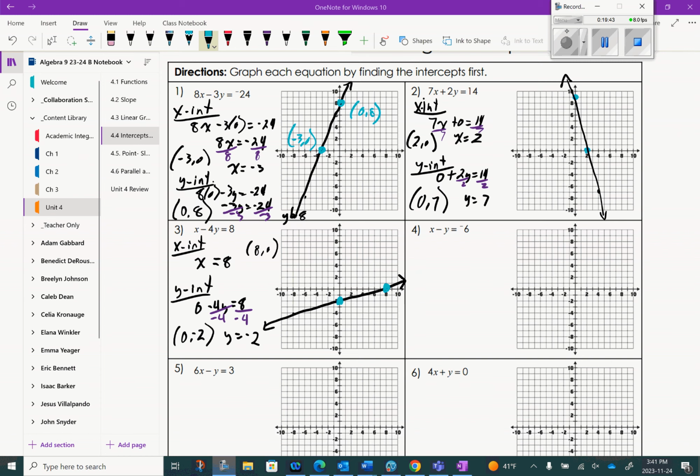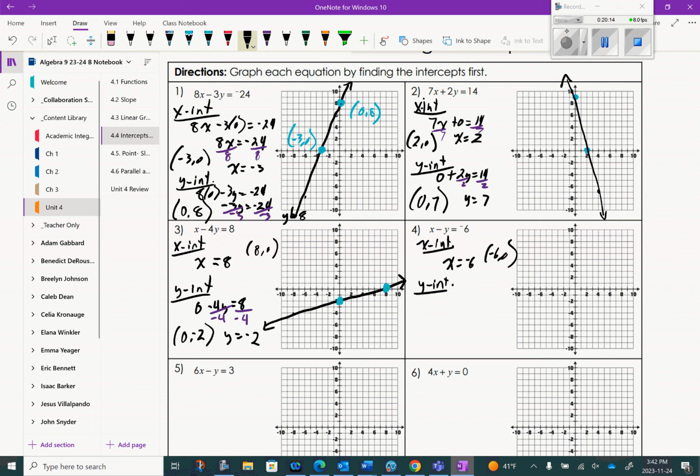Positive slope, but not nearly as steep as we just saw there with number 1 or number 2. Number 4. Oh, that's a very simple equation. So again, for the x-intercept, x equals, well, -6. So the x-intercept is at -6, 0.